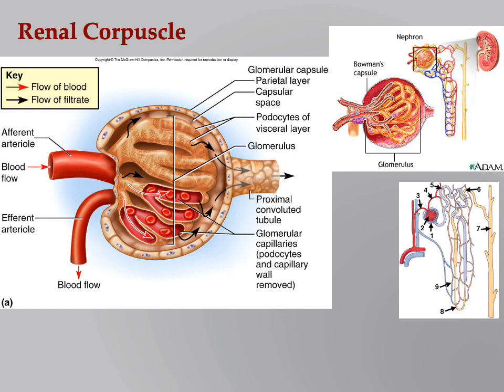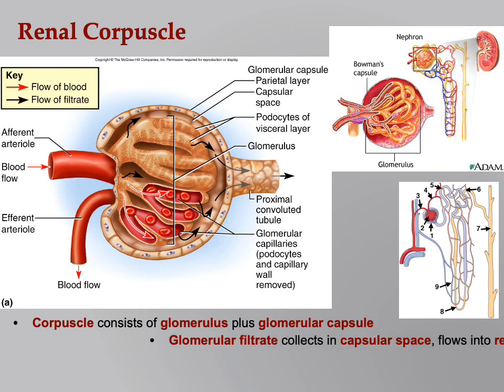Now, the capsule itself has two layers: a parietal layer, and we've seen this so many times, then a capsular space. And then on the capillaries themselves, there is a layer of cells called podocytes, and those form the filtration membrane. They also function as the visceral layer of the glomerular capsule. Go back and listen to that again if you need to. It's not that difficult. You've just got a few layers of terms, but they're all perfectly logical. So corpuscle is glomerulus plus capsule.